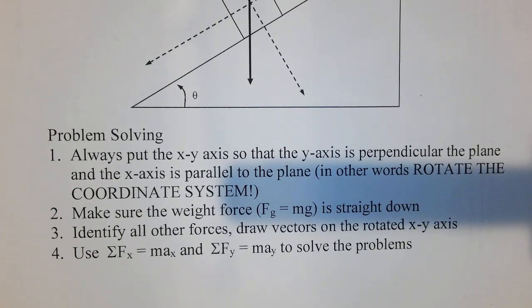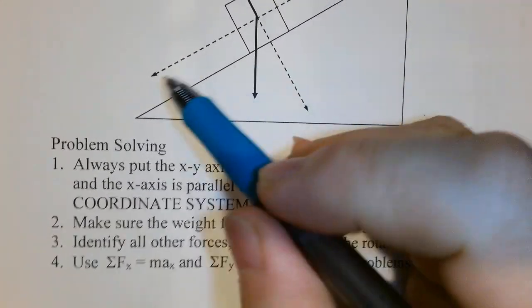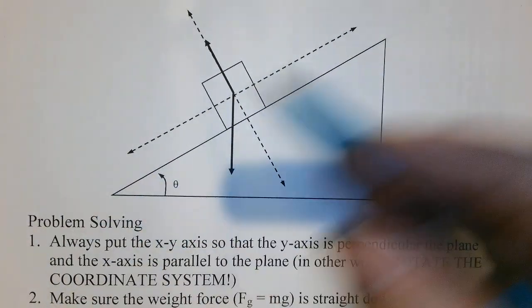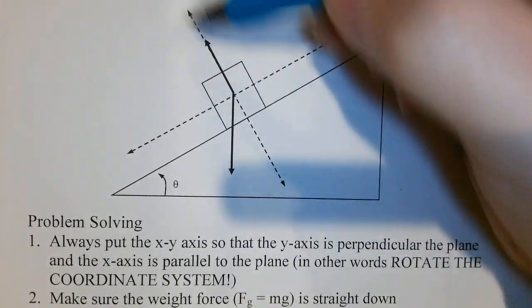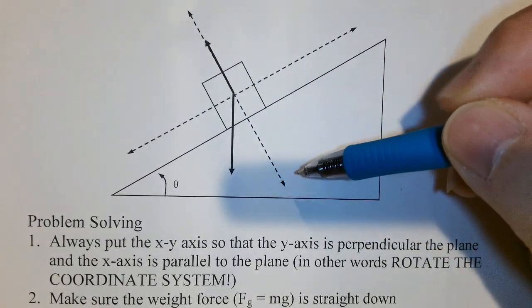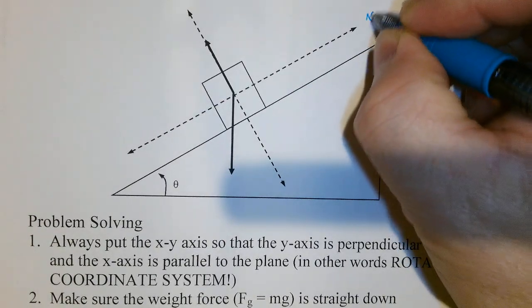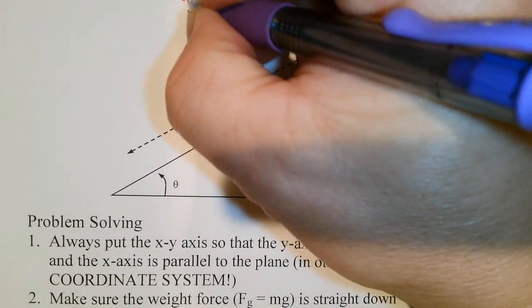When we have an inclined plane, it's always nice to rotate your axis so that the x-axis is parallel with the incline and the y-axis is perpendicular to the incline. Okay, and that's pretty important. So your x-axis is parallel and your y-axis is perpendicular.